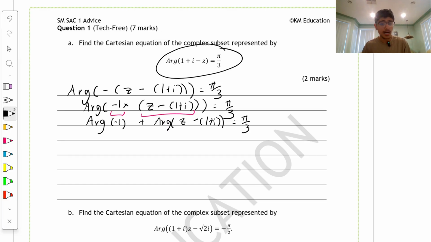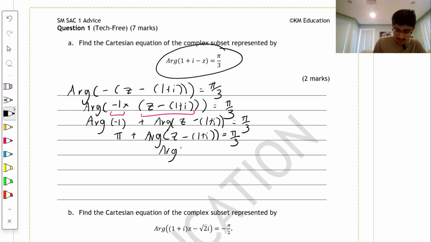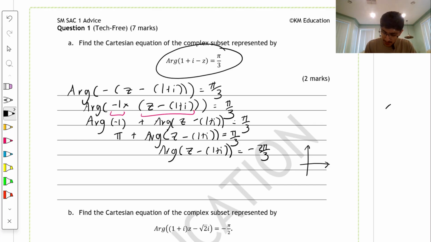The argument of -1 is just pi, so I can rewrite this as pi + arg(z - 1 + i) = pi on 3. Rewriting this, we should get arg(z - 1 + i) = -2 pi on 3. Now that we've got it into a form which we're already comfortable with, we can convert this into a Cartesian equation quite simply using some of the knowledge we've already learned. How I would usually do these questions is draw a quick sketch just to help me visualize it a bit. So 1 - i is its origin point, that's where it's starting from, and it makes an angle of -2 pi on 3.